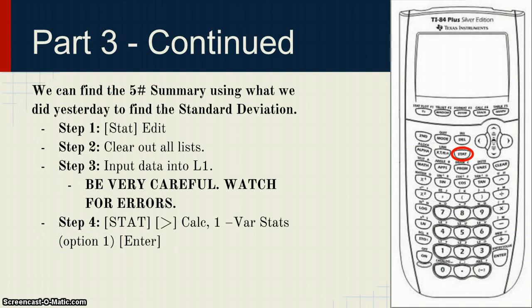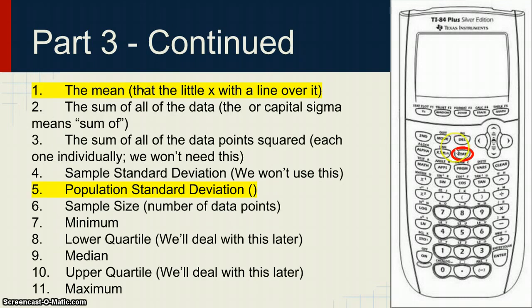The 5-number summary we could actually find using the exact same steps we did yesterday to find the standard deviation. So if you had a calculator, you would press this stat key again, clear out all of your old list, input your data into L1 very carefully to make sure you don't have any errors, and then it would be stat, calc, 1 variable stats, which was option 1, and then press enter, and that'll give you all your stuff. Yesterday we talked about how we were looking for the mean as option number 1, and the population standard deviation.